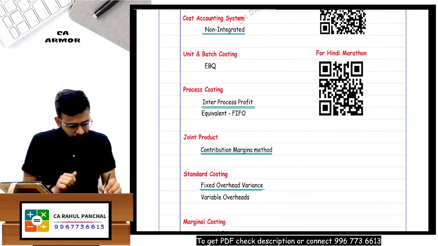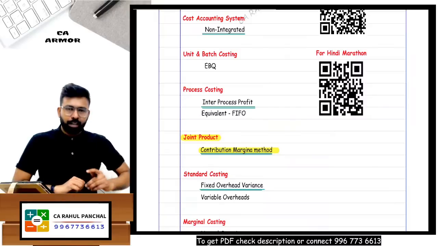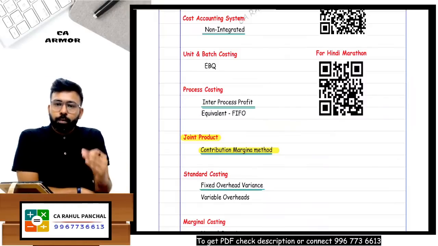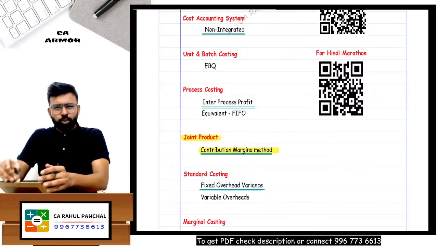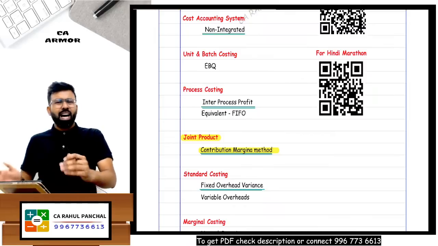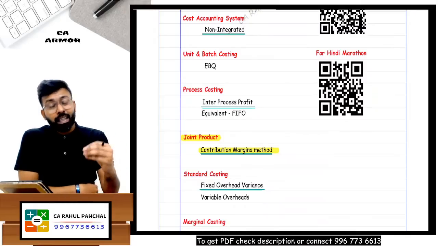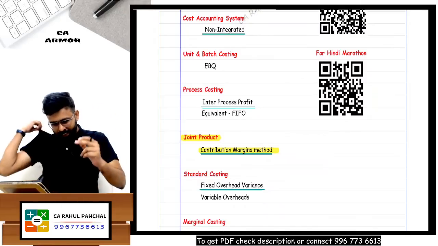First thing which I will start with is joint product by product. There is one question on contribution margin method. Let us try to understand this. I will explain this, that is going to be the easiest one. Not asked yet, so there is high probability they will ask you this. Okay, let us start with this.